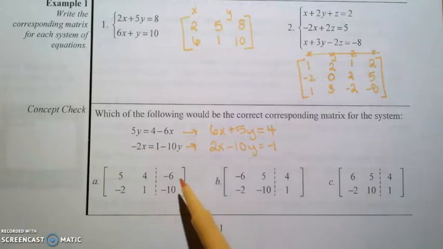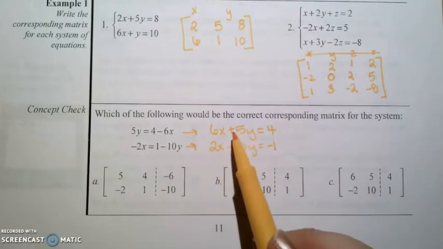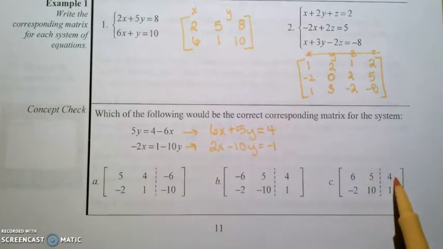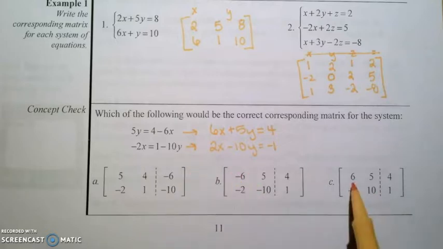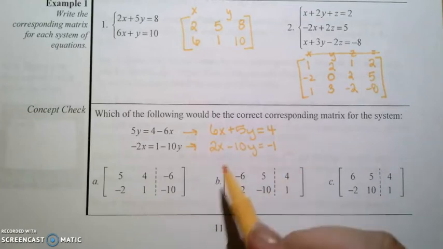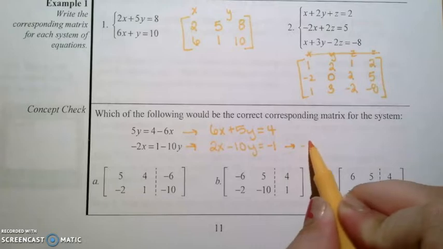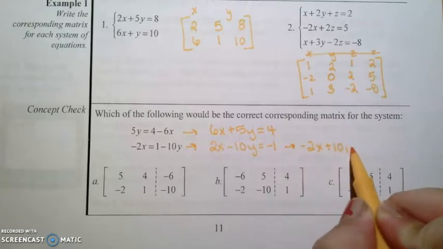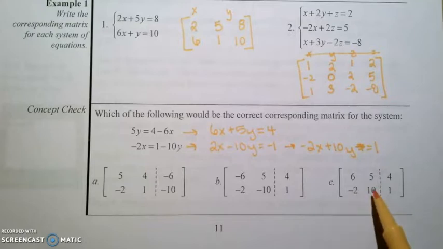If you have opposite signs for each of mine, it's the same equation. All right, so if I'm looking at this, I want an x and a y, 6, 5, 4. So these are in the wrong order, and this one has a negative. So it has to be C, but we should double check our second row as well. 2, -10, -1, or remember I said all of the signs could be switched. This is the same as -2x plus 10y equals 1, -2, 10, 1.